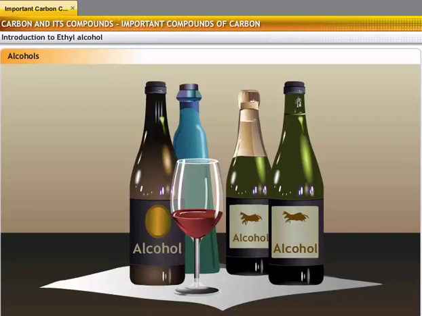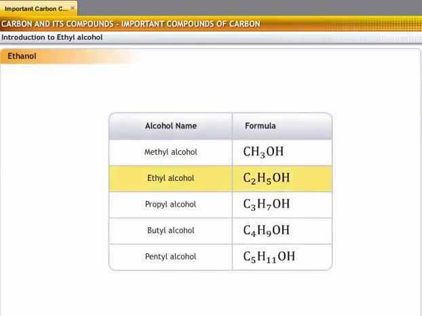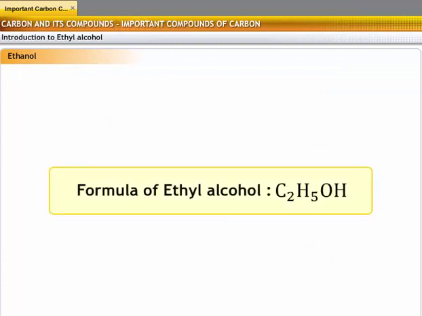The use of ethyl alcohol is widespread in our daily lives. Ethanol is commonly called alcohol and is the active ingredient of all alcoholic drinks. Ethyl alcohol or ethanol is a member of the alcohol family. The molecular formula of ethyl alcohol is C2H5OH.